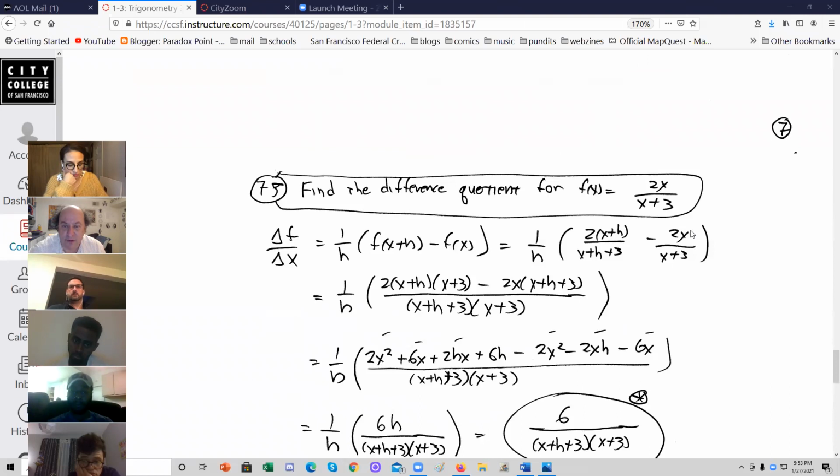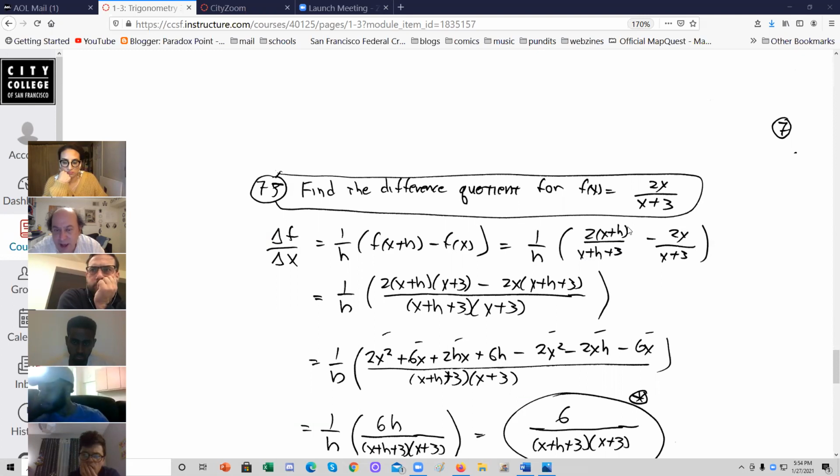Find the difference quotient for 2x over x plus 3. Now, this is a lot more complicated because it's a curve, not a line. Again, the difference quotient is 1 over h times f of x plus h minus f of x. I'll keep this 1 over h outside for a while after we do a lot of the rest of the arithmetic. F of x plus h is twice x plus h over x plus h plus 3, minus f of x. That's 2x over x plus 3 here.